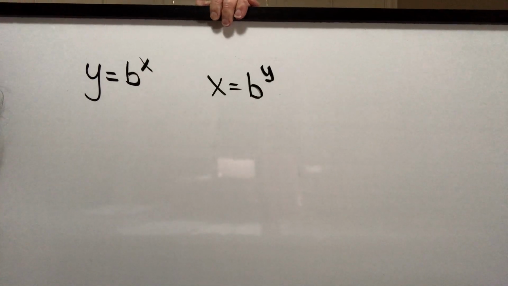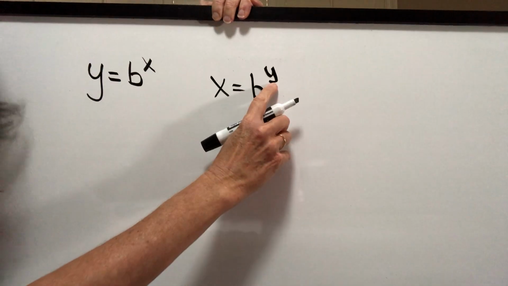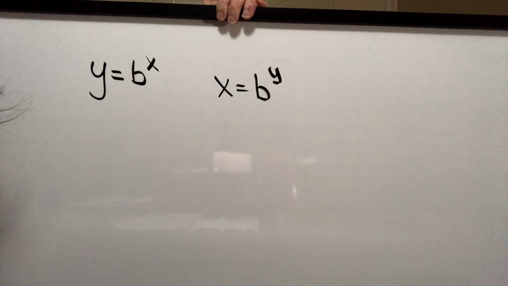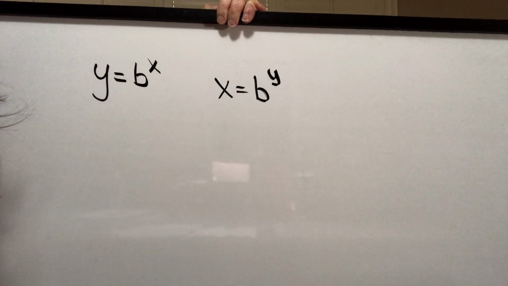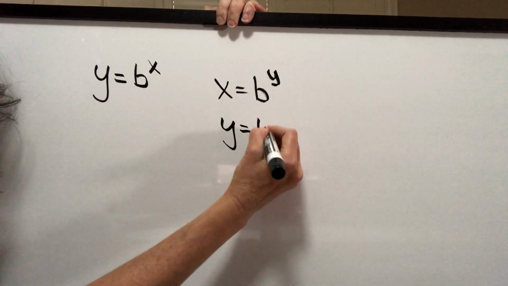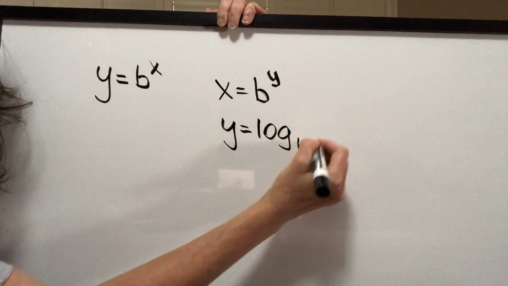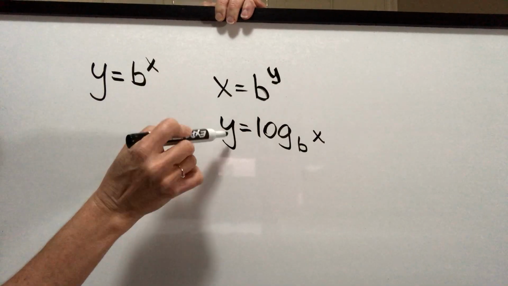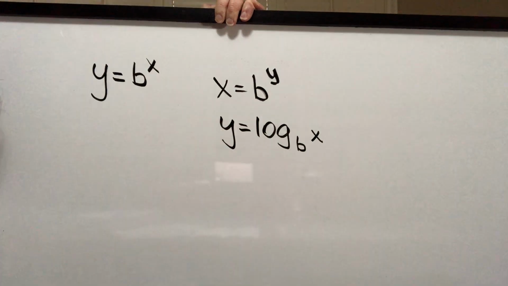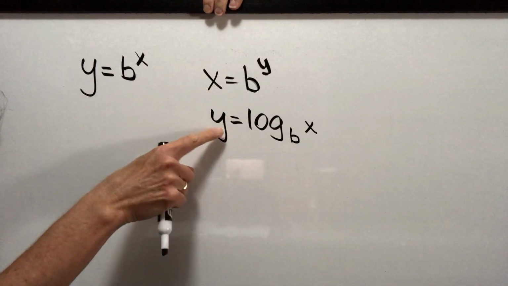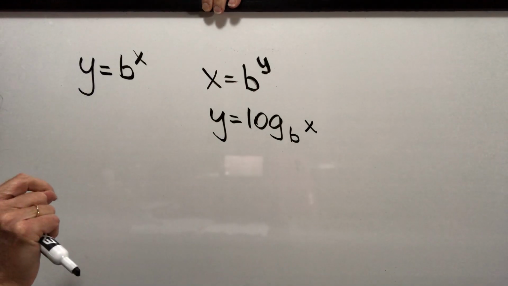Well, in order to solve when the variable you want to solve for is in the exponent, you have to use what is called a logarithm. So you will see an equation of this form. It will be y equals log base b of x. Notice that it has the same numbers, x, b, and y, as the previous one, but they're rearranged. So again, this is exponential form, and this is logarithmic form.